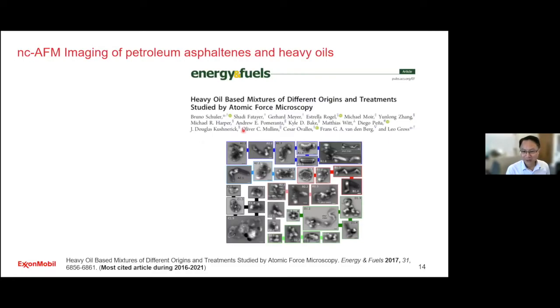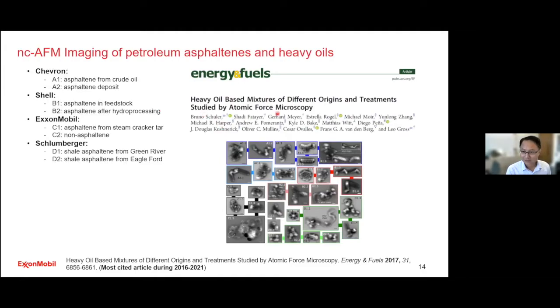And this is the paper published. IBM performed the work, and each of the 4 oil companies provided 2 samples. That was with Cesar and Mike in the audience today, and also with Shell and Schlumberger.